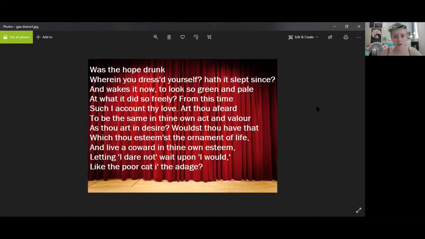"And wakes it now to look so green and pale at what it did so freely?" Again, comma in the middle there. "And wakes it now to look so green and pale." We have that little pause. "From this time such I account thy love. Art thou afeared to be the same in thine own act and valor as thou art in desire?" So again, we're questioning here, all the way from "art thou" to "desire" is one sentence, so we aren't pausing for those line breaks.